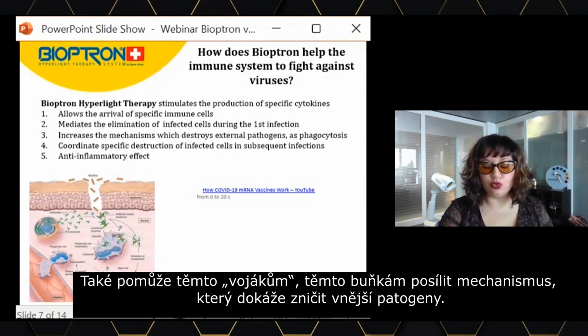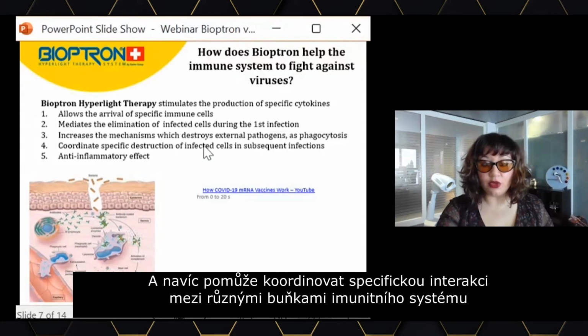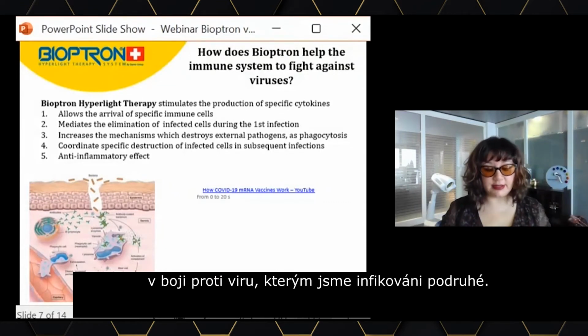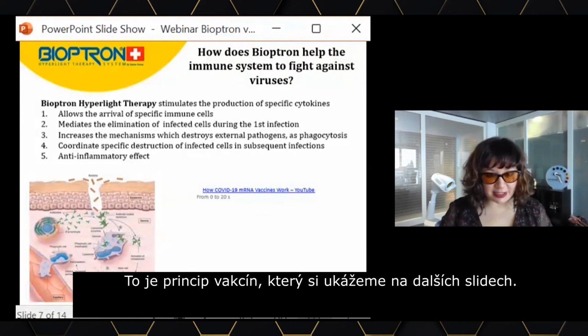Also, it will help these soldiers, these cells, to increase the mechanisms that will help to destroy the external pathogens. And on top of that, it will help to coordinate this specific interaction between different cells of the immune system to fight against the virus if we are infected a second time. This is the principle of vaccines that we will see in the next slides.